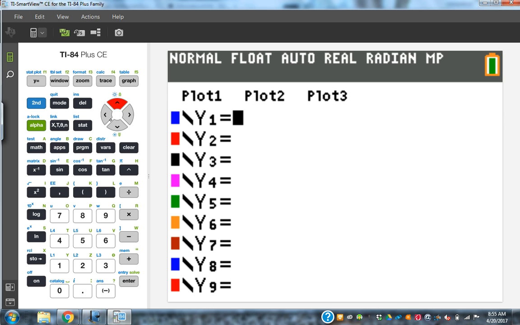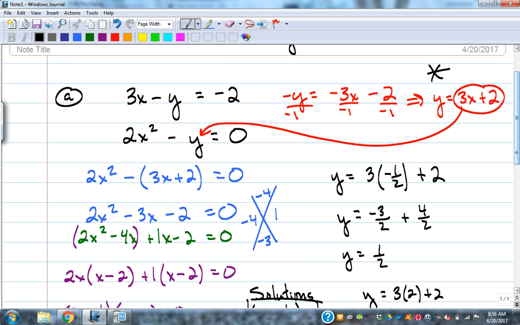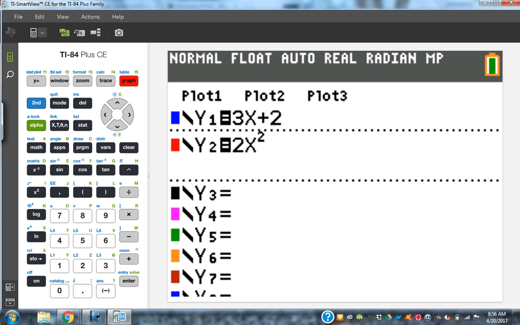So I've already solved that first equation for y. I could go ahead and type in 3x plus 2 as that equation. But I don't have the second equation from the originals; I need to get y by itself on it. So I'm going to do that here on the side. I know I'm going to subtract 2x squared over there and then divide by negative 2. So y is equal to positive 2x squared. That's what I would type in as y2. Then I'm going to graph those.